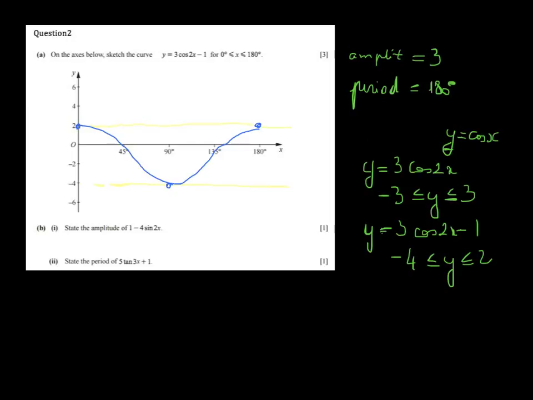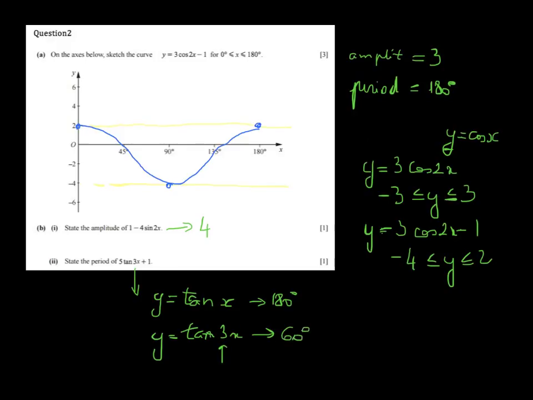Question number 2. State the amplitude of 1 minus 4 sine 2x. Amplitude is 4. State the period of tan 3x. Y equals tan x has a period of 180 degrees. So y equals tan 3x represents a horizontal stretch by a factor of 1 over 3. So it's stretched, it's smaller by 3 times. So the period shrinks as well 3 times. So the period is 60 degrees.